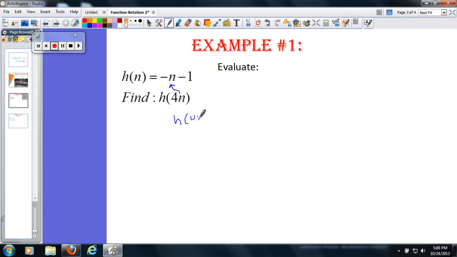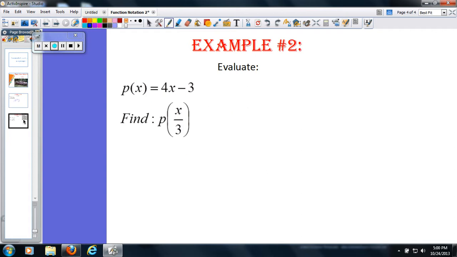So h of 4n is going to be negative 4n minus 1. Now I distribute the negative, and this is going to be negative 4n minus 1. So h of 4n is going to be negative 4n minus 1. Okay? This one wasn't really all that difficult, because right now you're just dealing with plugging in an expression other than just n into the equation.